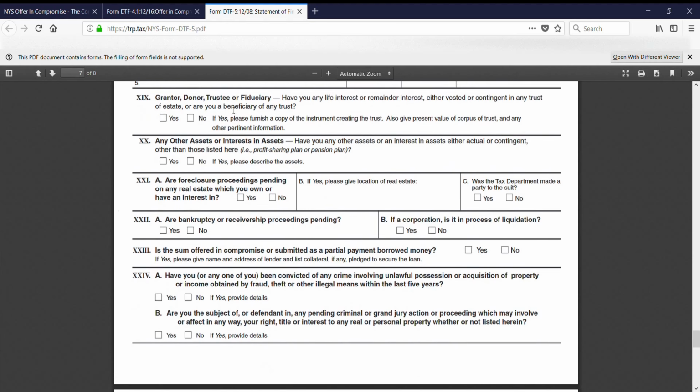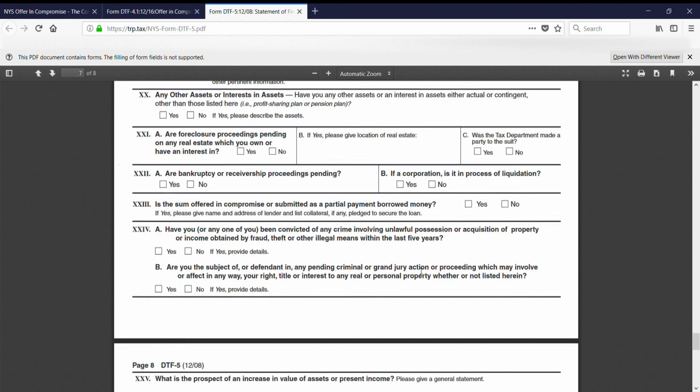Are you a grantor, donor, trustee, or fiduciary? That's pretty self-explanatory. Any other assets or interest in assets? They want you to describe them in a list on a separate page if you do. Are you in foreclosure? Are you in a bankruptcy? Is a sum offered in compromise or submitted as a partial payment borrowed money?